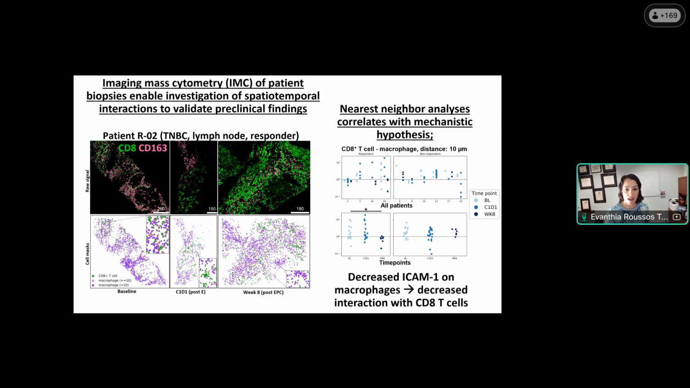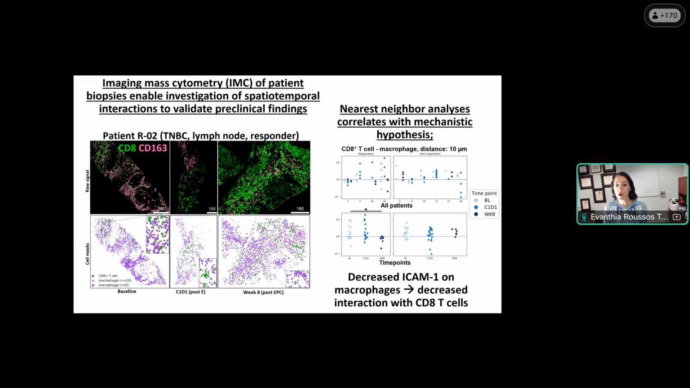Does that maybe give us a hint and corroborate what we're seeing in our mouse models? And in fact, when we did a nearest neighbor analysis, we saw that the CD8 T cell macrophage distance changes in responders over time with treatment. Because of that change in distance, that is very similar to what you would expect to happen when you have decreased ICAM1, which is what was predicted by our preclinical models. So the preclinical model and the mathematical modeling as well really helped us identify that at least this change in ICAM1 pathway signaling between these specific cell types in the TME is likely to contribute. And when we looked in our patient samples, in fact, we did see this.